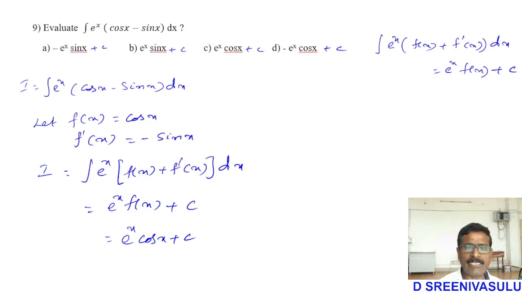Then which option is correct? E power x cos x plus c. Option C is correct answer.